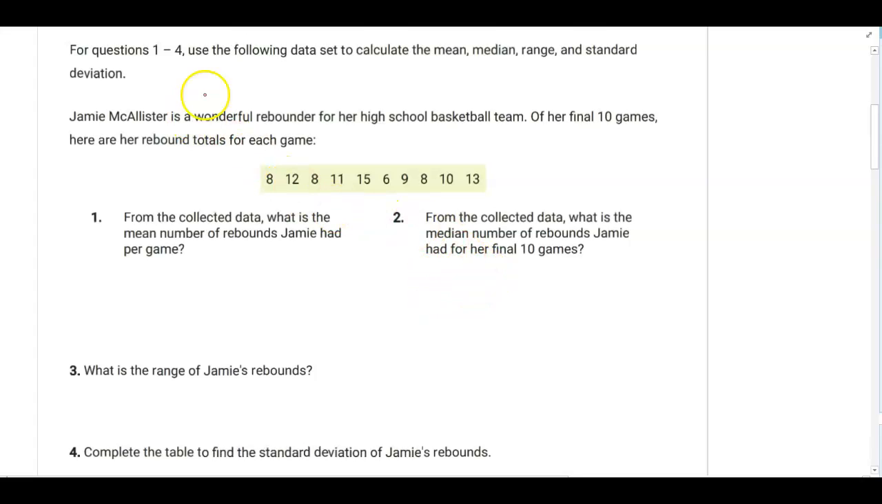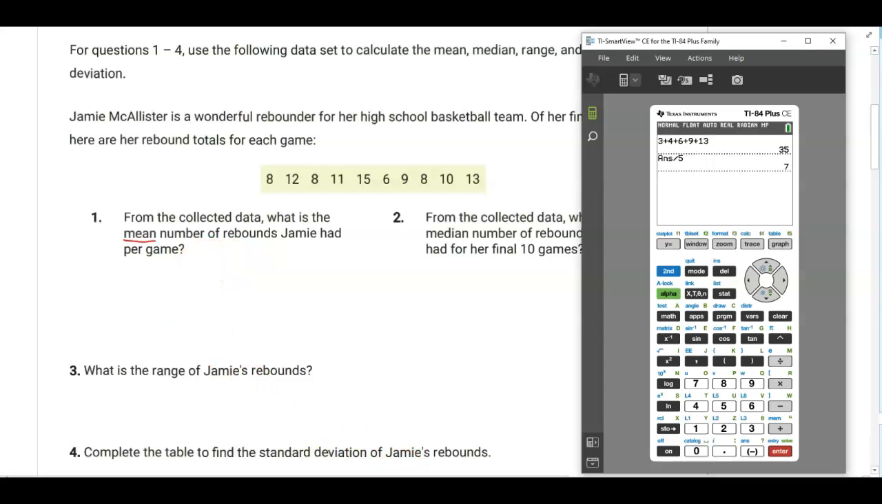It says use the following data to calculate the mean, median, range, and standard deviation. Okay? Now, Jamie McAllister is a wonderful rebounder for her basketball team. Of her final 10 games, here are her rebound totals for each game. Okay? So we want to collect the data. From the collected data, what is the mean or the average number of rebounds?